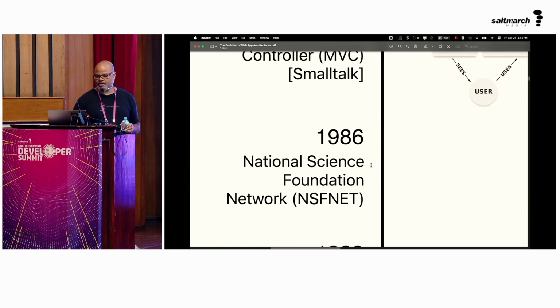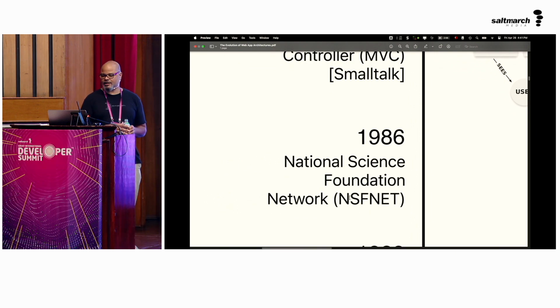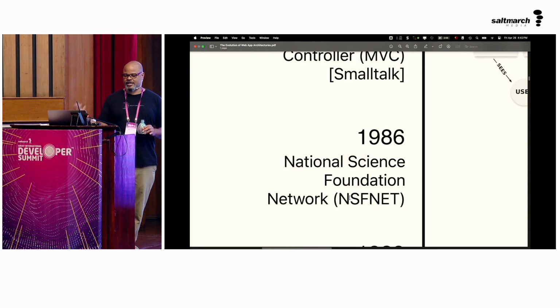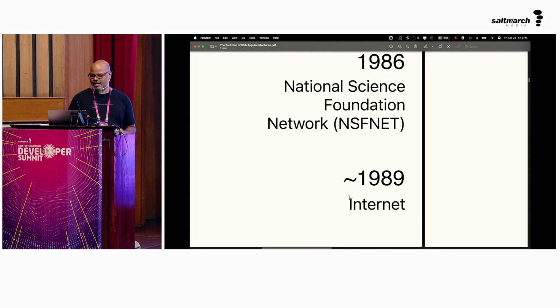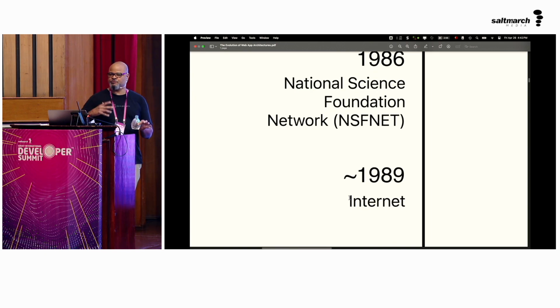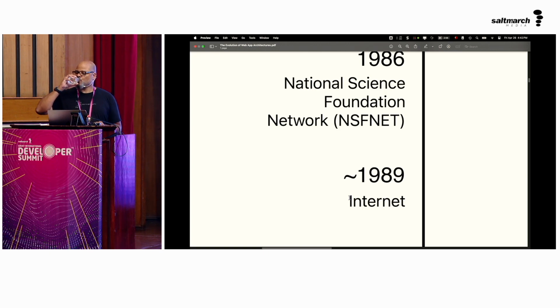So fast forward, 1986, ARPANET and other networks in other parts of the world merged into NSFNet, which was really more about just basically sharing research and everything, right? It became less defense oriented, etc. And then around 89, all these networks emerged into what we now know as the internet. Okay, so this is sort of the genesis of everything.